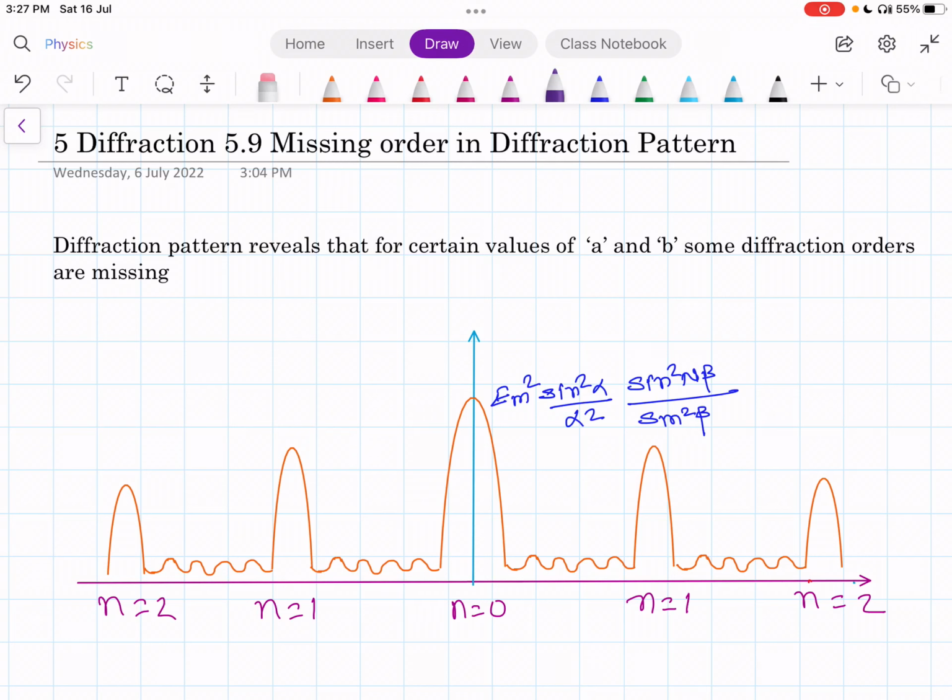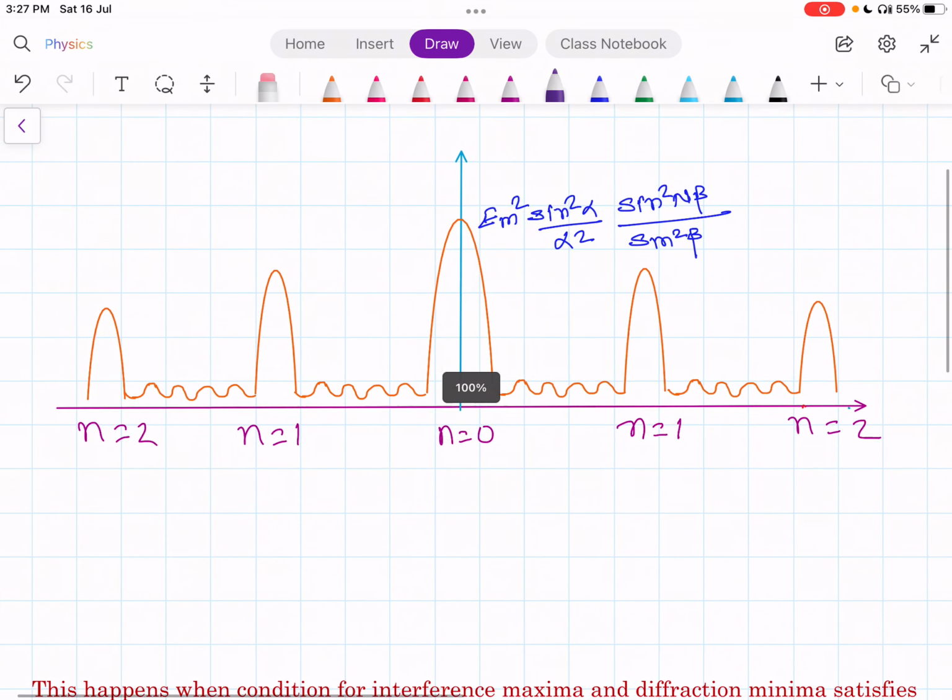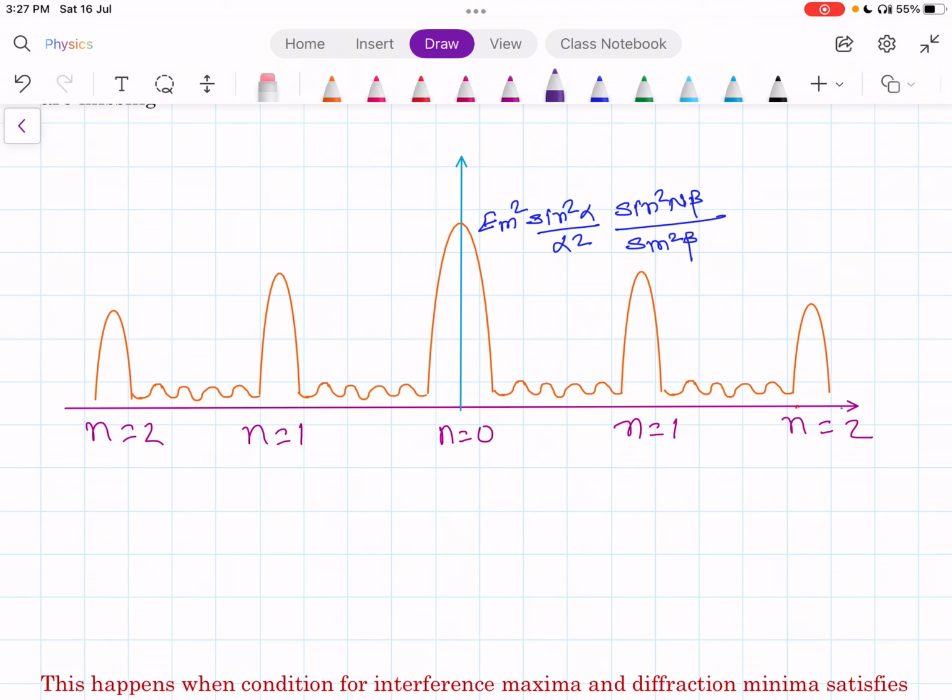Missing order in the diffraction pattern. What you see in this diagram is the diffraction pattern. In the diffraction pattern, what you see is zeroth order. You see the first order, you see second order, you can see third order, and so on.